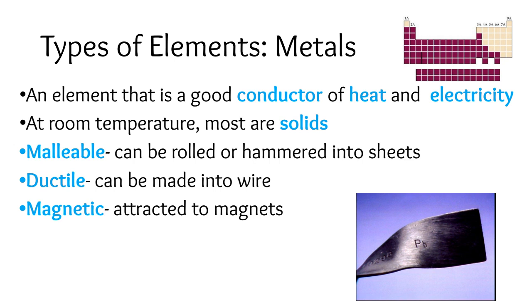Okay, metals also have properties such as being malleable, ductile, and magnetic. If you think about iron, if you've ever seen iron filings and you put a magnet near them, it's going to attract. That's kind of what's in those Etch-a-Sketches they have for little kids, because it's a magnet with a magnetic metal.